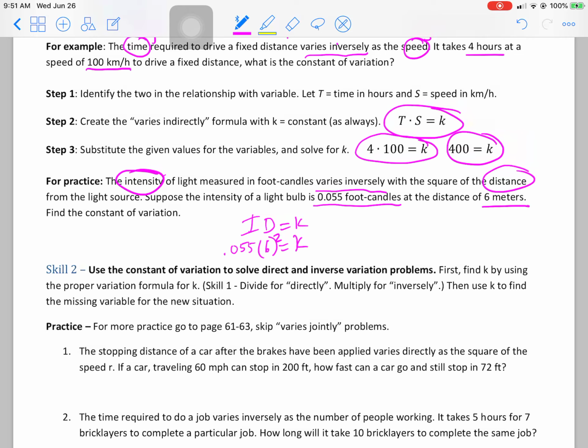Intensity of the light measured in foot candles. Intensity is an I. Varies inversely, which means we're multiplying. The square of the distance from the light source. So here's the intensity times the square of the distance. So order of operations says square first, and then multiply. So K equals 1.98. Okay. I will make another video for the rest.